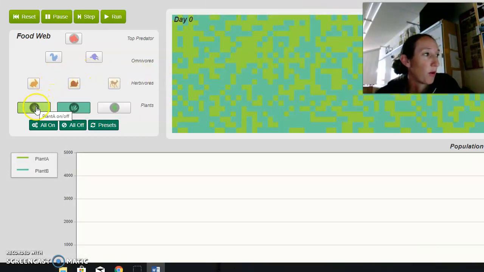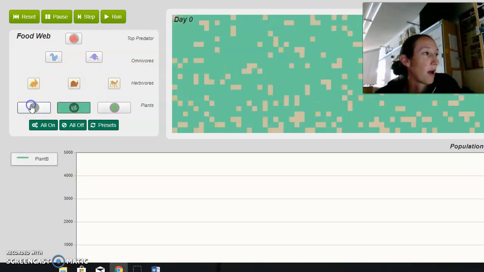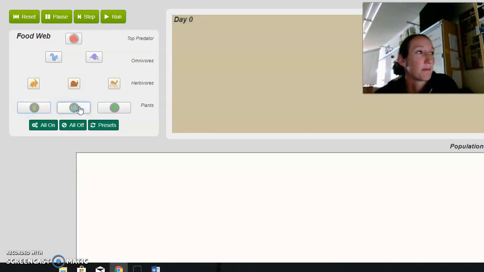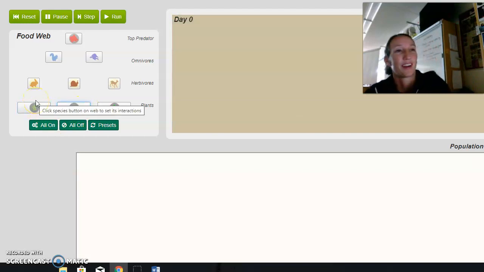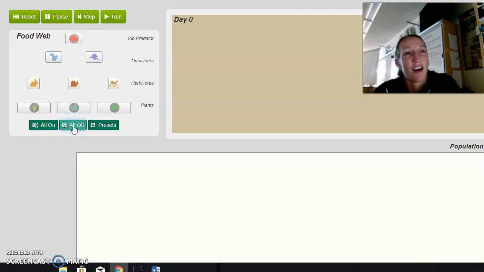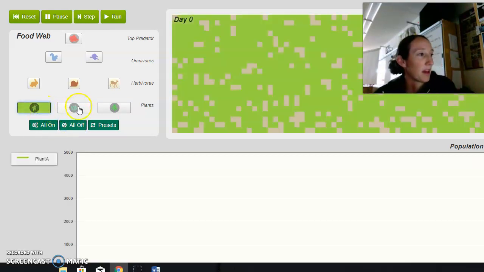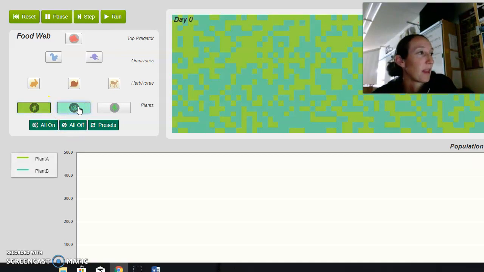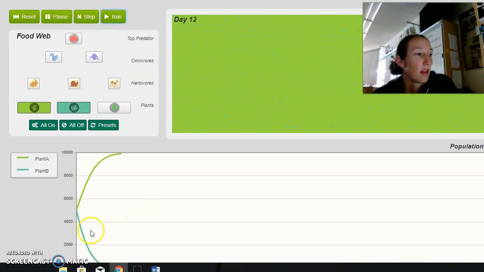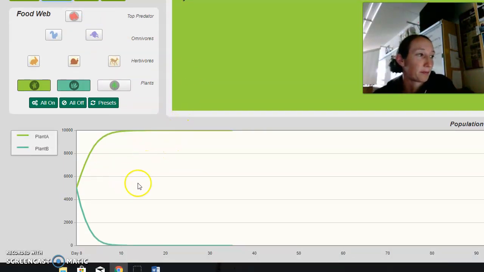The way you can tell what is what is if you put the mouse over it, it tells you what's going on. So I'm going to introduce plant A. I'm going to introduce plant B. Oh, sorry, it was already on. So make sure you hit the all off button. So there's my all off button. All right, so I'm going to introduce plant A. I'm going to introduce plant B. And then I'm going to go ahead and run that. So we're going to see what happens. We'll go ahead and pause it. We're about day 39.